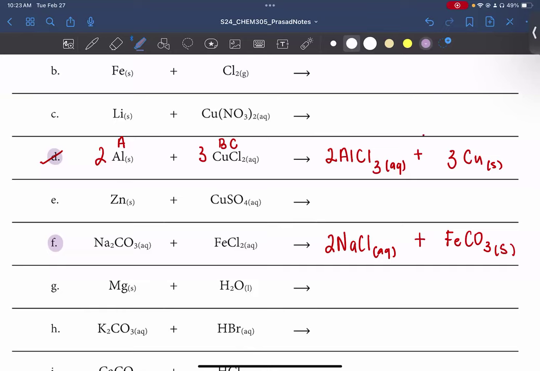No, H2 is a diatomic element. That's how it naturally exists. Right, so it has to be H2. You'd be responsible for the same thing if it was oxygen, right? It's not just O, it's O2. A quick way to remember it is all of the reds on the periodic table exist as twos.